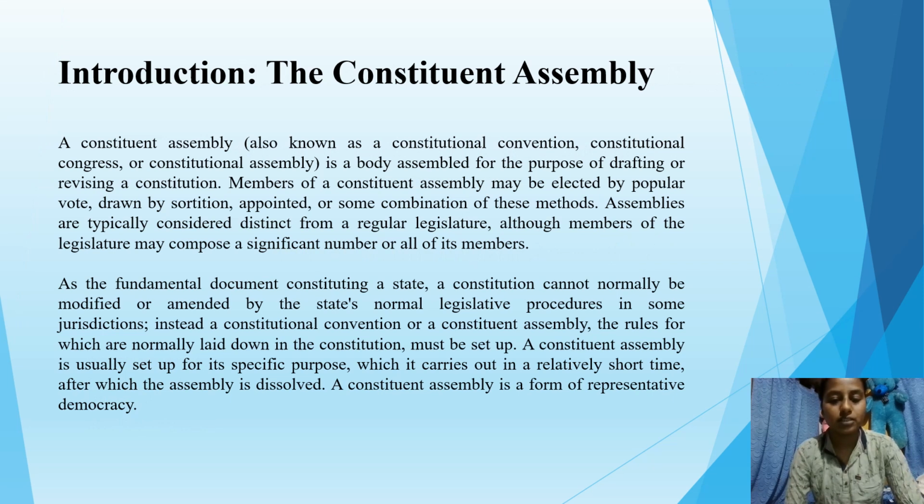A Constituent Assembly, also known as a Constitutional Convention, Constitutional Congress, or Constitution Assembly, is a body assembled for the purpose of drafting or revising a constitution. Members of a Constituent Assembly may be elected by popular vote, drawn by suffrage, appointed, or some combination of these methods.